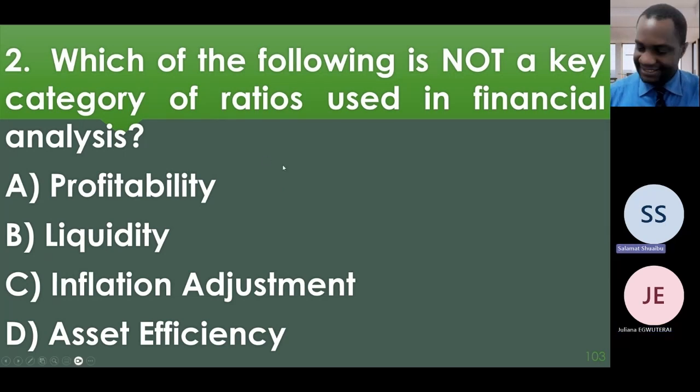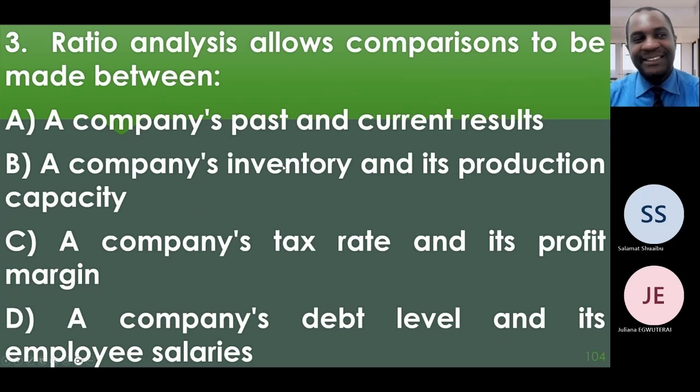Okay. Number 3. Ratio analysis allows comparisons to be made between A, a company's past and current results. B, a company's inventory and its production capacity. C, a company's tax rate and its profit margin. D, a company's debt level and its employees' salaries. Ratio analysis allows comparison to be made between.